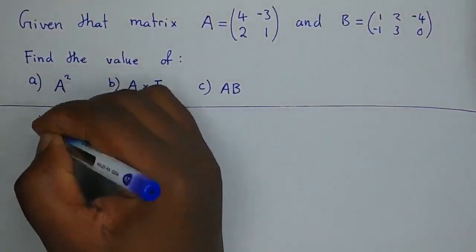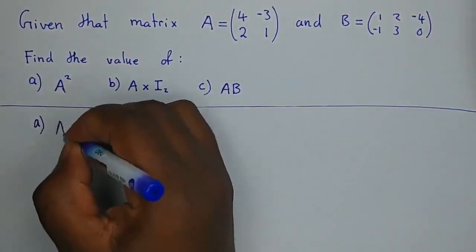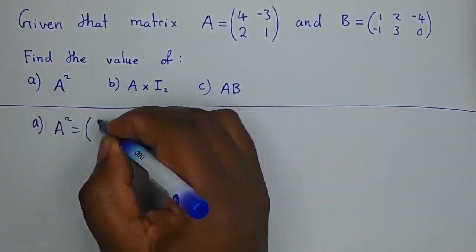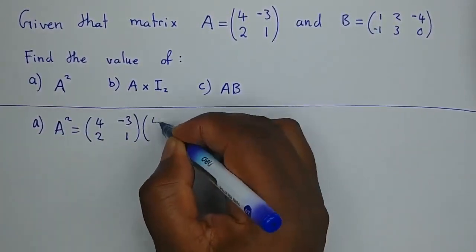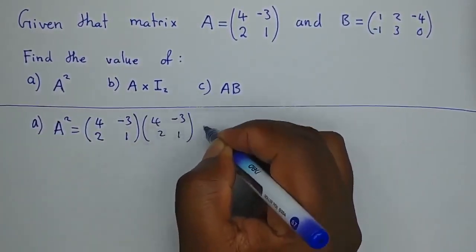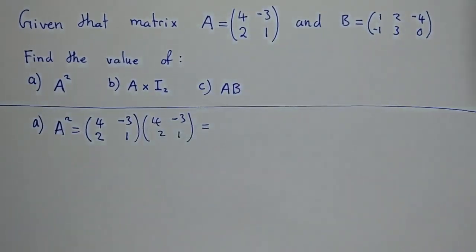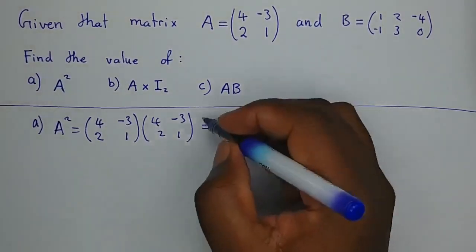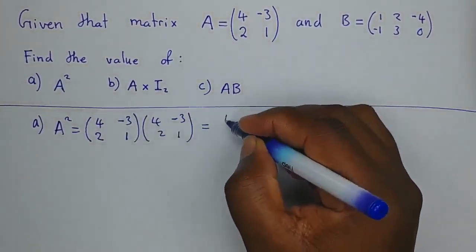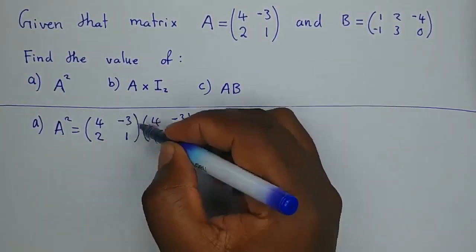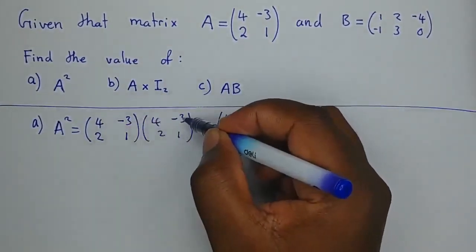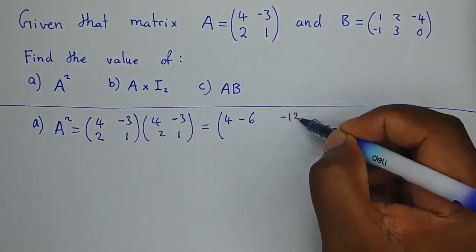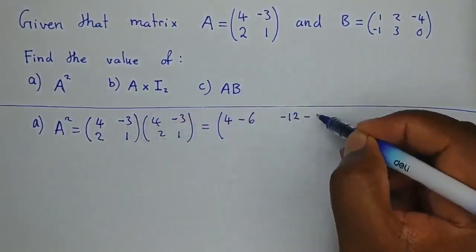So A squared, this A squared that we have here, is the same as matrix A, which is 4, 2, negative 3, 1, multiplied by itself, 2 and 1. Okay, so since we're multiplying a 2 by 2 and a 2 by 2, then of course our final answer will also be a 2 by 2. So 4 times 4, we get a 4. 3 times negative 2, we get a 6, like that. 4 times negative 3, we get negative 12. Negative 3 times 1, we get negative 3.